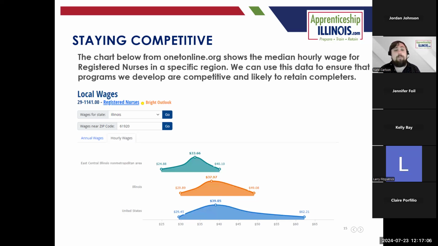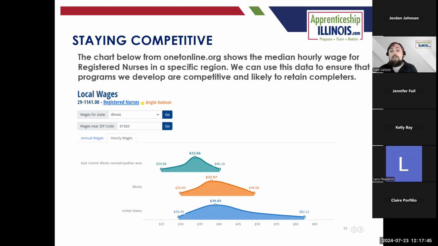So if I was developing a program with an employer for registered nurses, working with a hospital in East Central Illinois, and they told me their finishing wage for registered nurses was going to be $26 an hour, and I know from this data that the median is 33, and they're looking at just above the bare minimum for the area, I would be able to tell them, hey, ultimately, it's their decision. They're the employer. They decide what they're going to do for their program. But if they set that wage, what is the likelihood that they're going to have a completer go somewhere else versus if they stay competitive?